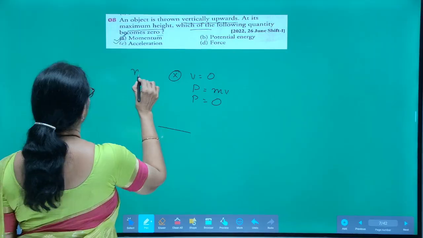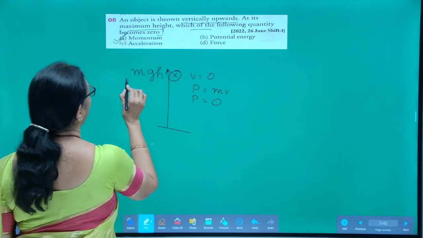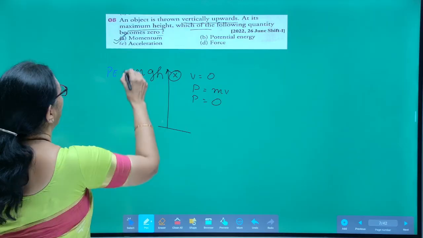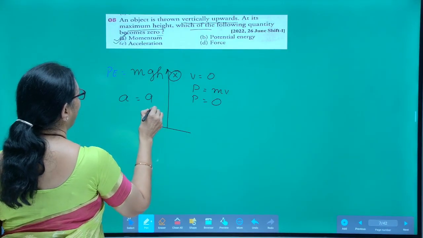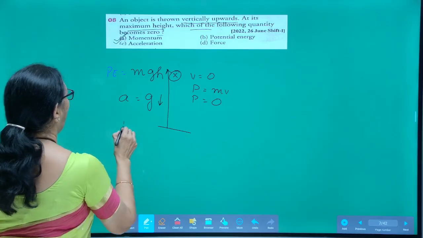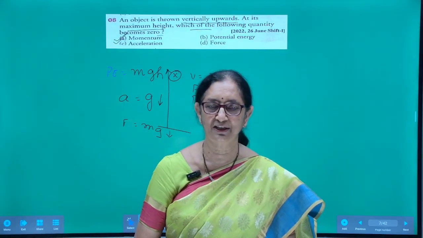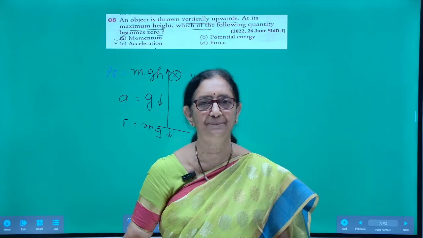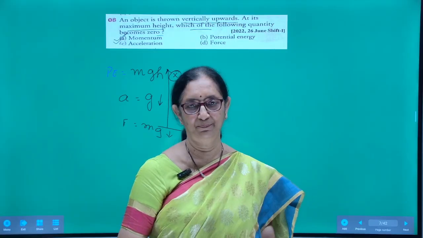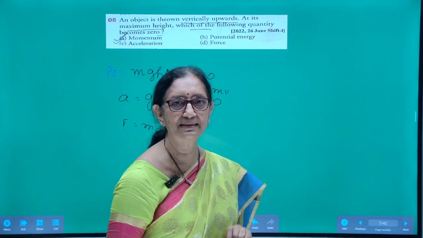Potential energy is not equal to 0 because it is at a height from the ground level. So, potential energy is not 0, it has a finite value mgh. Acceleration is g in the downward direction. So, acceleration is not 0. Force acting on it is the gravitational force mg acting in the downward direction. So, everything else except the momentum is nonzero at the highest point of a vertically projected body, because the velocity at the highest point is 0.